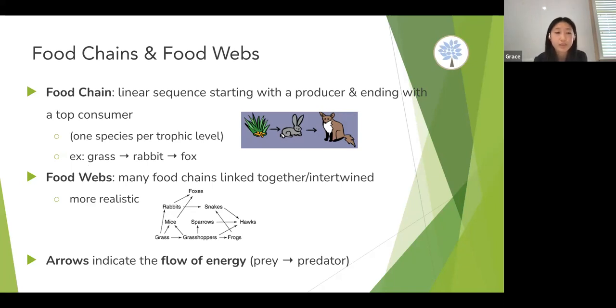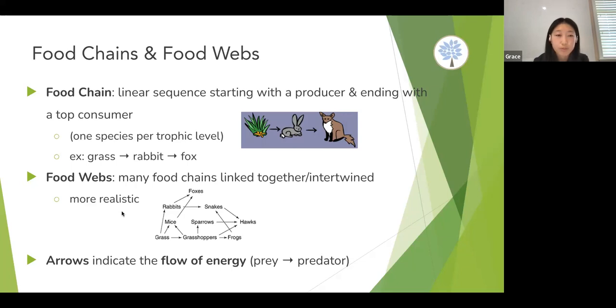A food web is similar to a food chain, but it's many of them linked together and intertwined. And food webs are more realistic than food chains because typically these kinds of relationships are not linear and they're going to be very advanced and complicated. And arrows in both food chains and food webs are going to indicate the flow of energy. It's going to go from the prey to the predator.